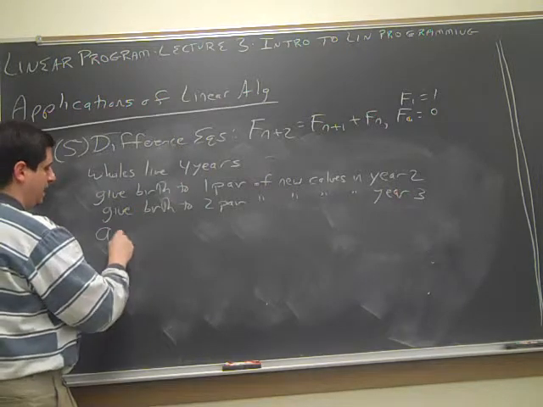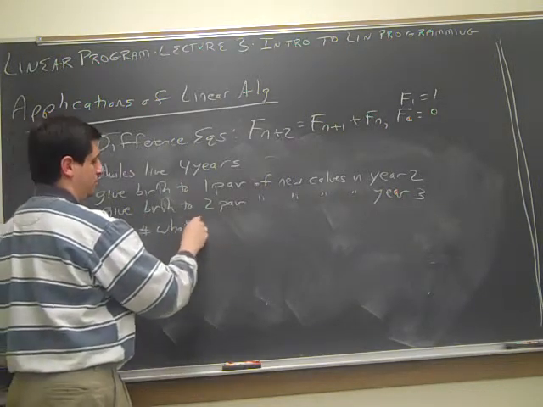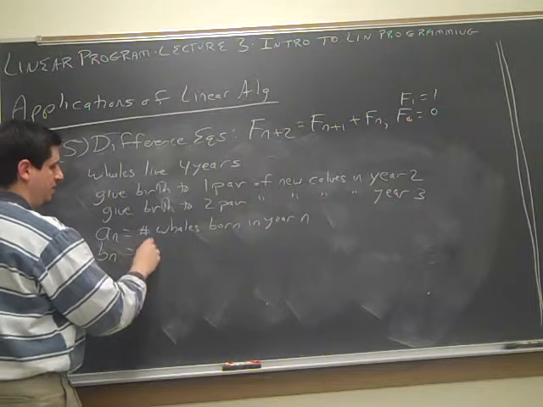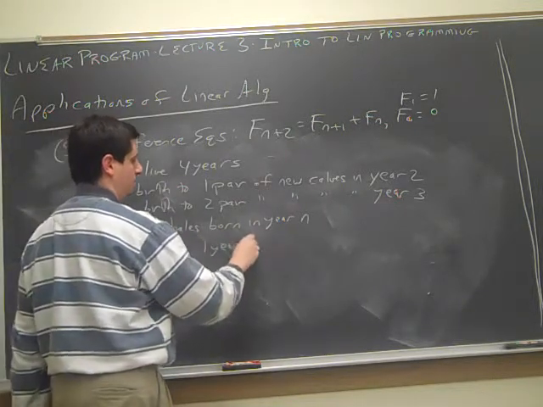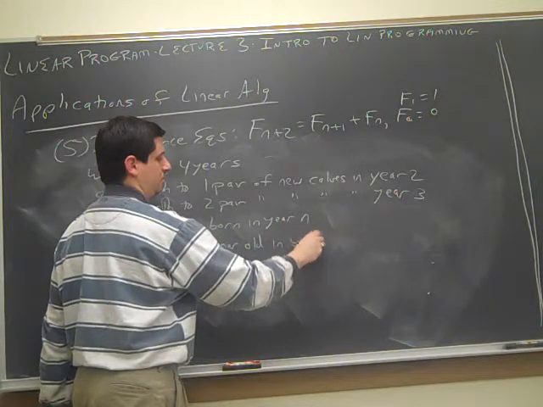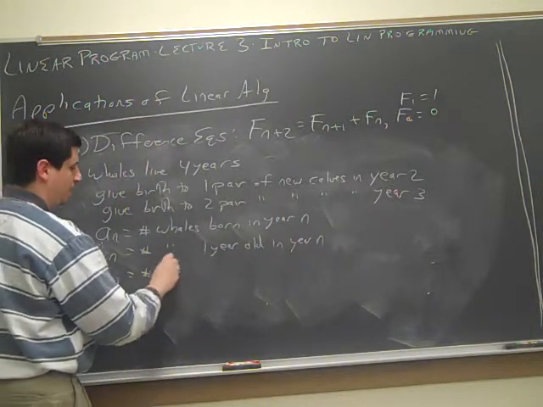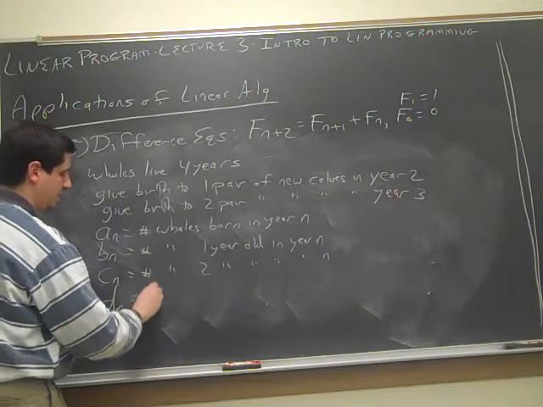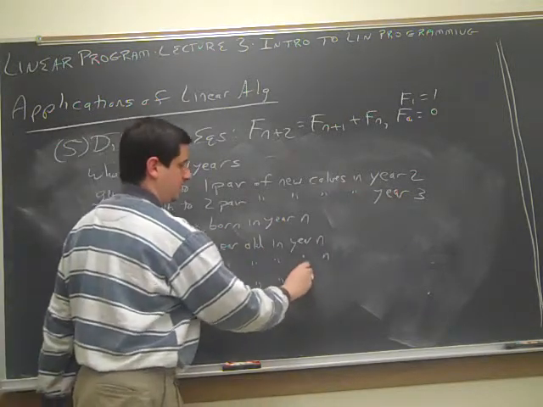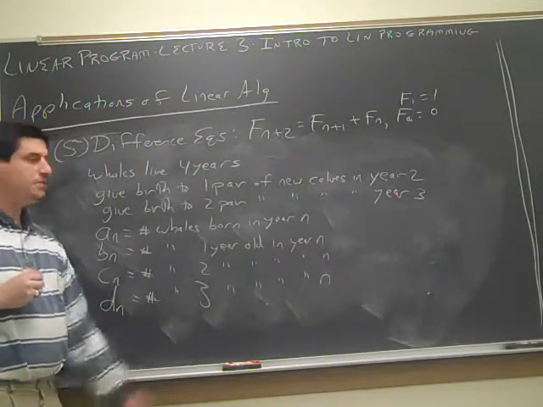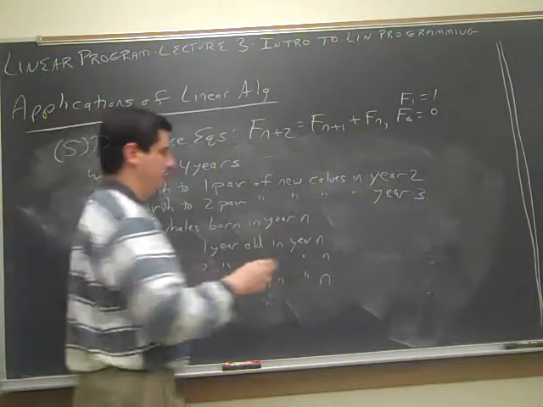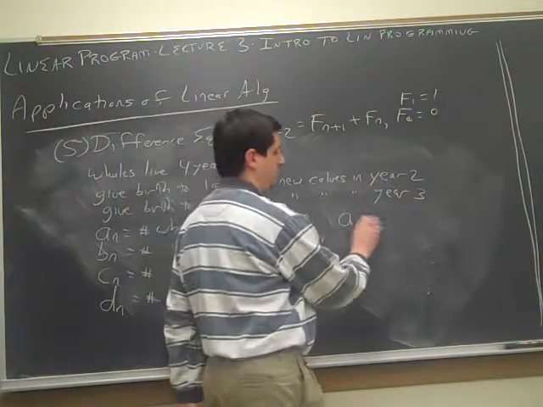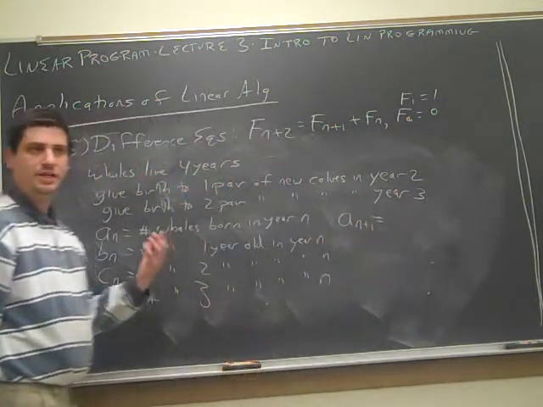So we'll let AN be the number of whales born in year N. We'll let BN be the number of whales 1 year old in year N. CN will be the number of whales 2 years old in year N. And then DN is the number of whales that are 3 years old in year N. And we can basically set up a very similar equation to what we had before. What's the equation for AN plus 1?